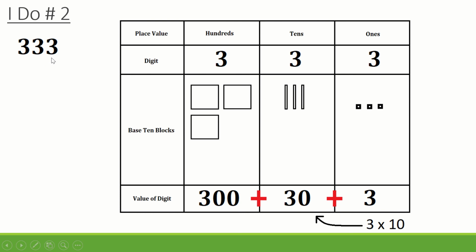As we've done before, if I wanted to take the value of the 3 in the tens place, which is 30, and multiply it by 10, the resulting product would be 300. And so that tells me that the 3 in the hundreds place is 10 times greater than the 3 in the tens place.